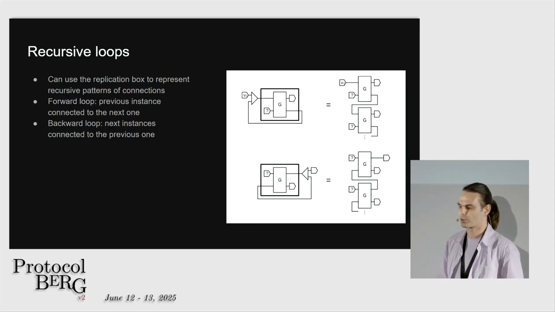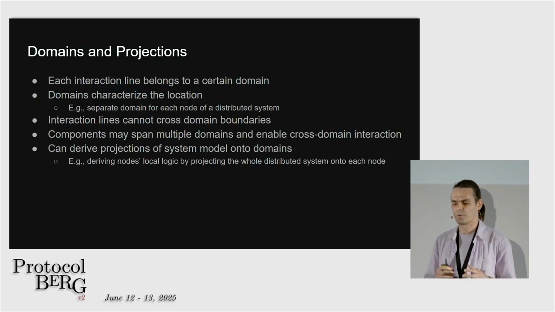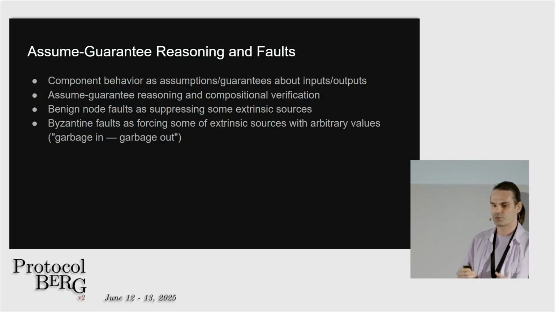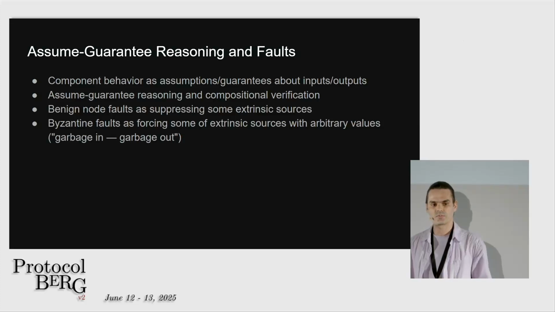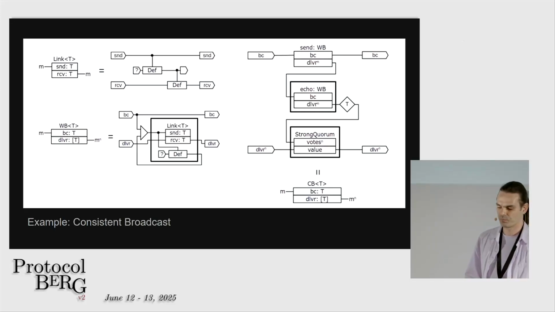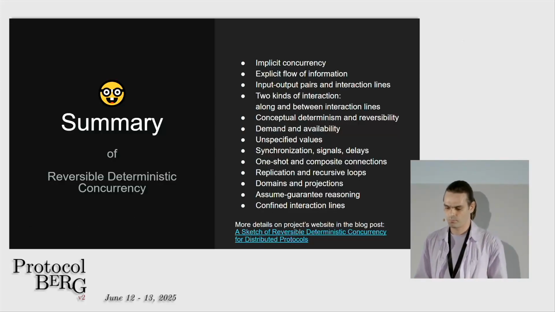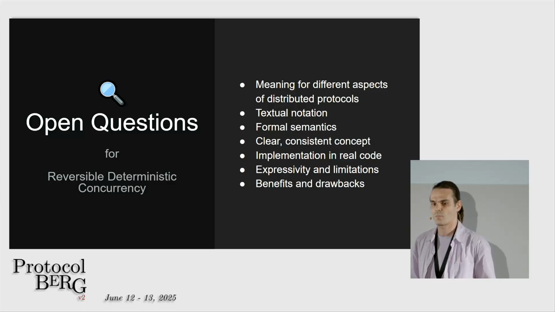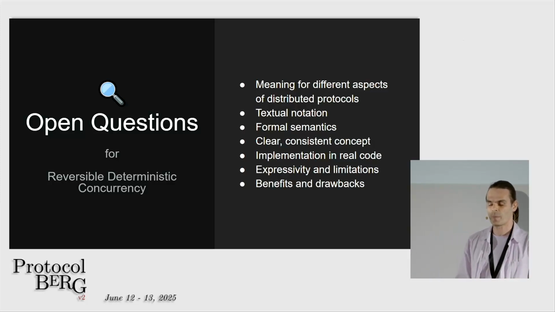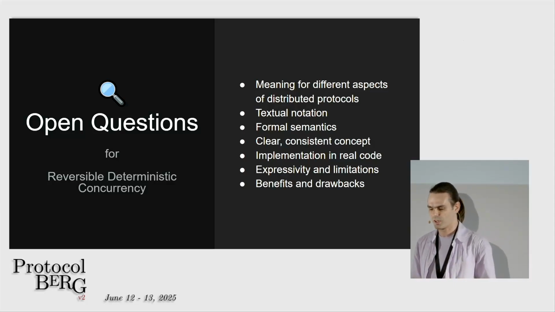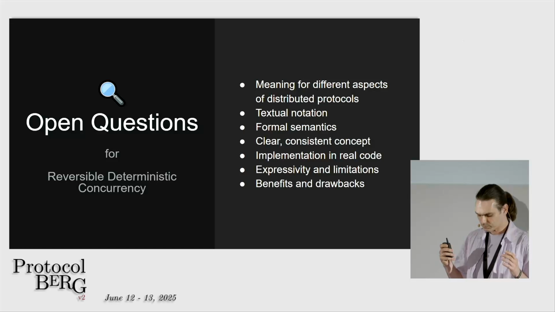A kind of recursion. We'd represent the system as a whole and then derive local logic of individual nodes, applying compositional reasoning and modeling different kinds of faults, hiding complexity inside components. There are some examples. And of course, still lots of open questions like how to formalize this, come up with a convenient textual notation, express this effectively in real code, in Rust, understand all its ups and downs.